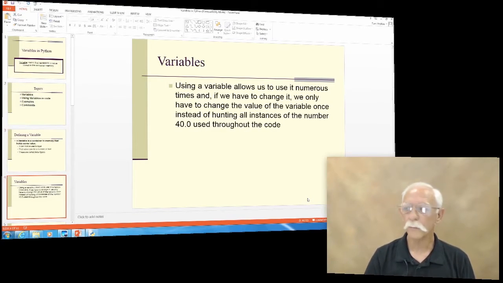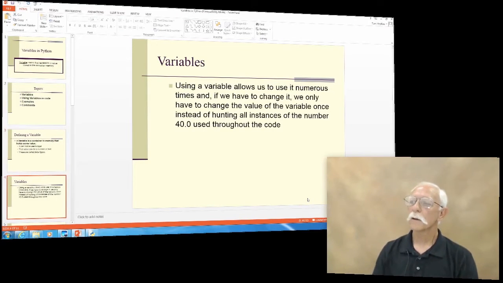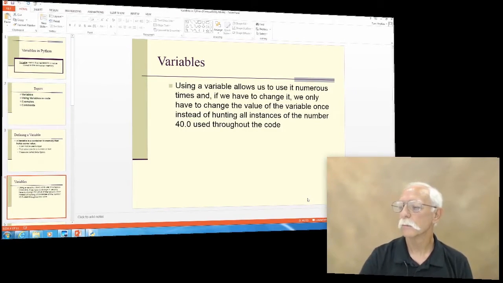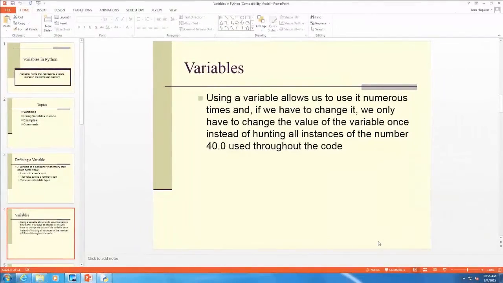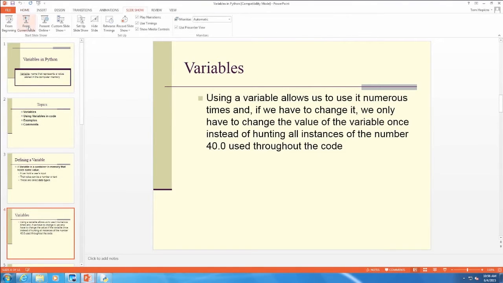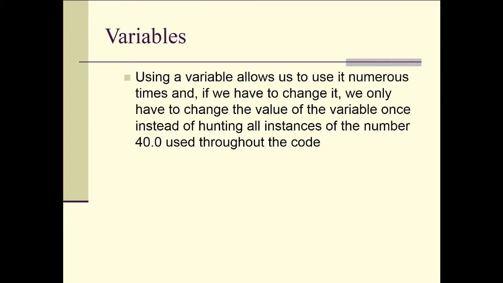Now, using a variable allows us to use it in all sorts of different ways. I'll go ahead and get my slideshow up back here. What it allows us to do is use a particular value over and over again. Let's say we've got a simple program, 100 lines, and we've used the number 40 over and over again. Let's say we've used it at least 10 times.